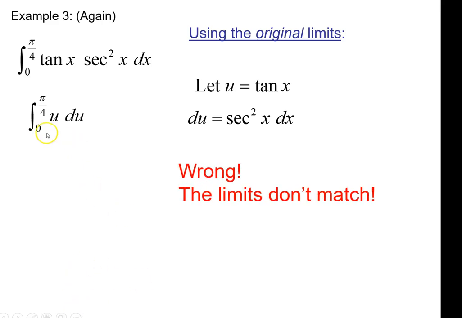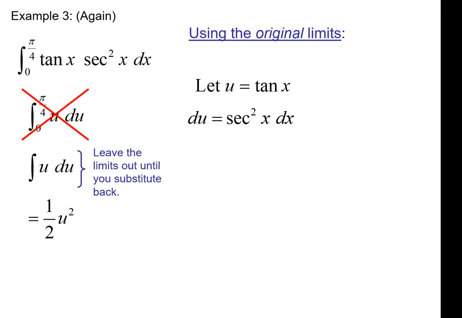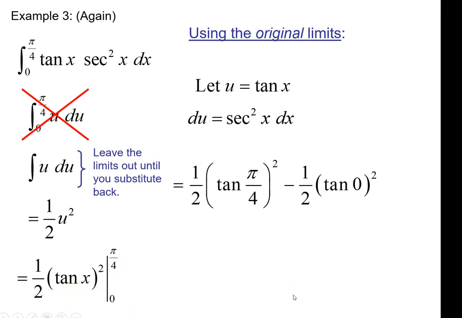I've got u du, but what's the issue with the limits? These limits are the original limits, okay? So if you're going to do it, leave the limits out until the very end. So I've got the integral of u du, which is u squared over 2, and then go back and change that to tangent x, and then you can work with the original limits. So we've got tangent of pi over 4 squared times the 1/2 minus tangent of 0 squared times the 1/2. Notice that we get the same answer.